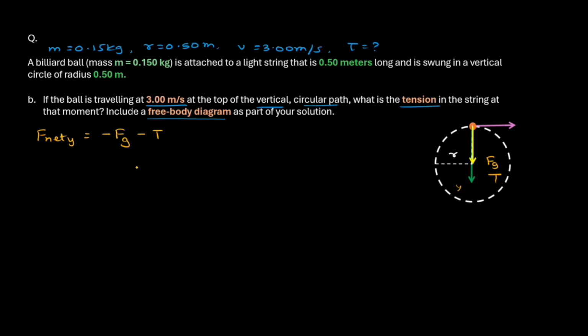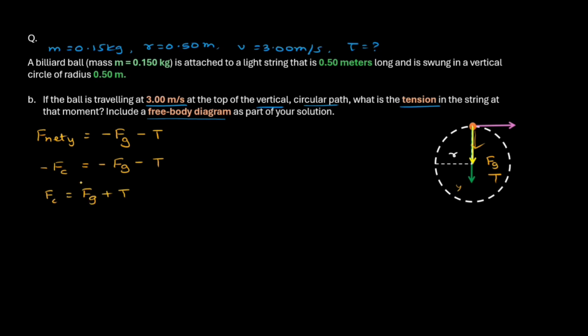Now this net force is also the force which is responsible to provide the ball with the required centripetal force to keep moving along the circular path. And centripetal force always points towards the center of the circle, which for this position is pointing down. So I can write F_net y to be equal to negative F_c. Negative sign only because at this position it is pointing towards the center, which is down. So we get negative F_c equals negative F_g minus T. We can cancel off the negative sign as it is present in each term. So we get F_c equals F_g plus T.